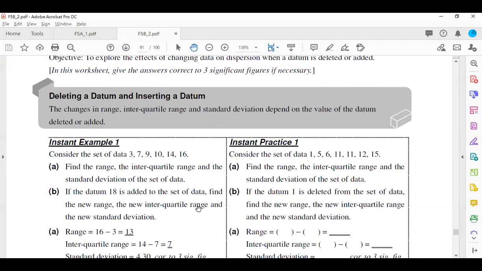OK, if it is just deleting one datum or inserting one datum, that is if we are not doing the same thing to every datum, then the range, interquartile range, and standard deviation will be recalculated again. Okay, so there is no quick method for finding the new range, new interquartile range, and new standard deviation. You need to recalculate these 3 things again.